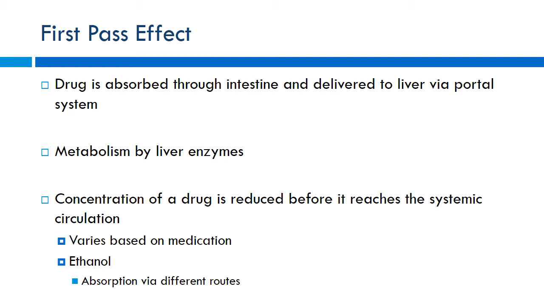So sometimes IV alcohol could be used, but that would have very high bioavailability and very little first pass effect because, again, it's all going straight into the venous system, not really hitting the liver initially.